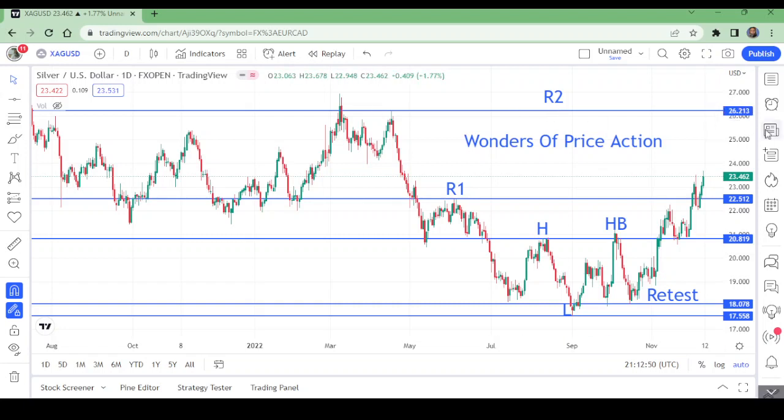This is the horizontal line, 26.213. Now this is the support where this silver has retested. This is the level from where the market has gone upward and hasn't come downward.